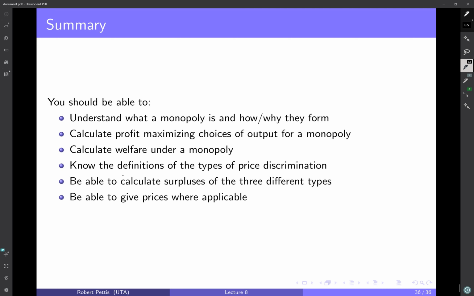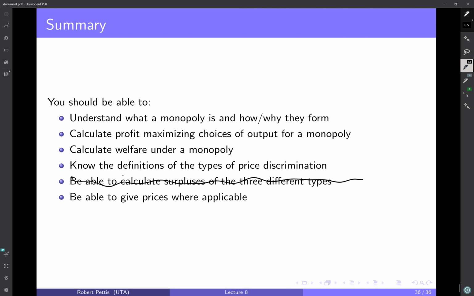We should know the different types of price discrimination and some of the basic calculations there. Again, those are super basic. You're not going to have to do any more than what I just went over there. So I wouldn't beat yourself up too much over those. I wouldn't worry too much about that part. And be able to give prices to these different things that we're doing where applicable. Again, it's not going to be anything super complicated, I don't think.